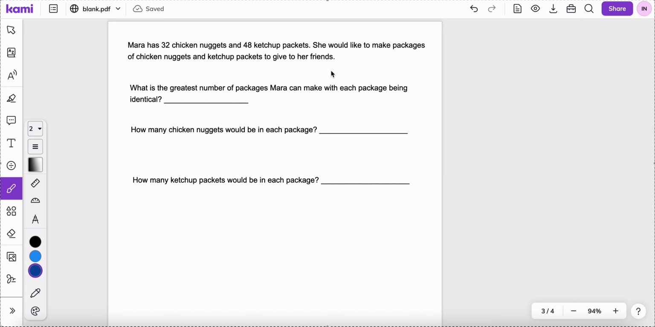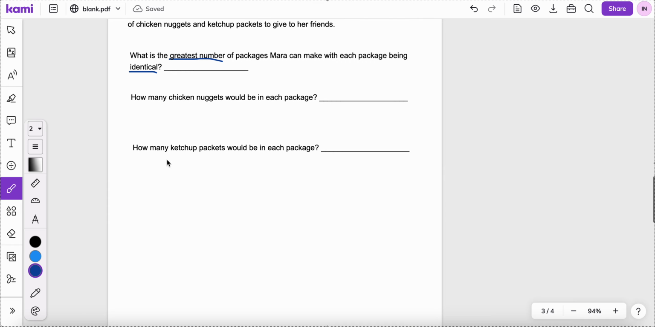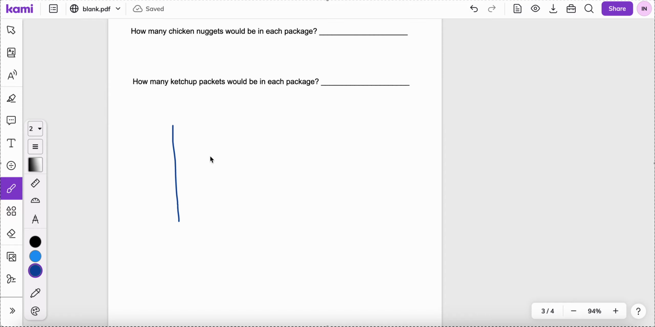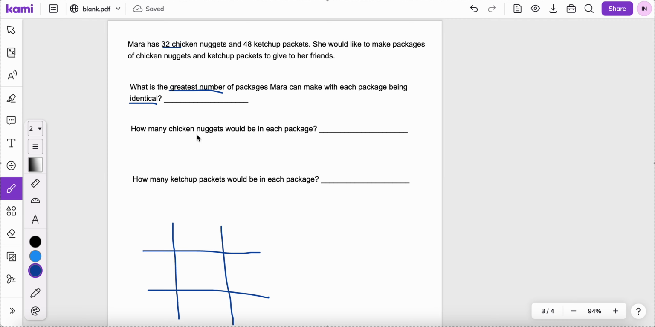So this word problem, the clue words I see here are greatest number and identical. This explains that we need to do greatest common factor. So I have the 32 and 48, so we want to find the GCF of that. Now we are going to start our little grid. I have the number 32, so I'm going to write 32, and then I have 48, so I am going to write 48 right next to 32.